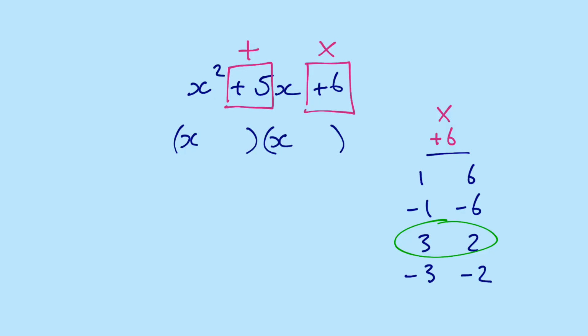Now that we have our two numbers, 3 and 2, we put them into the brackets. So plus 3 and plus 2. It doesn't matter which bracket the plus 3 and the plus 2 go into. And this is my final answer. Like in the previous clip, we can re-expand the brackets in order to check that we have factorised it properly. Remember, however, when you have two brackets, you use FOIL.